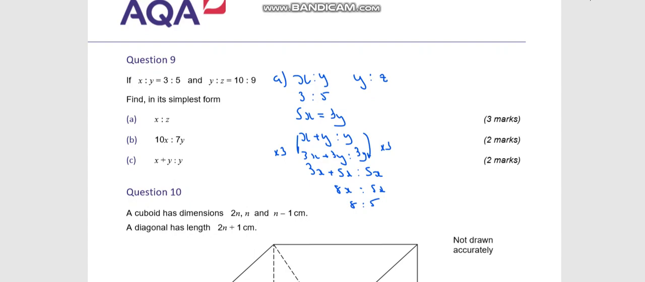Okay, and then for question c, again, we'll start with 5x equals 3y. So we've got x plus y to y, and just for convenience, we're going to times it all by 3. So 3x plus 3y in the ratio to 3y. But 3y is 5x, so replace everywhere I see 3y with 5x, simplify, get 8x. On this side, divide by x, and we get 8 to 5.